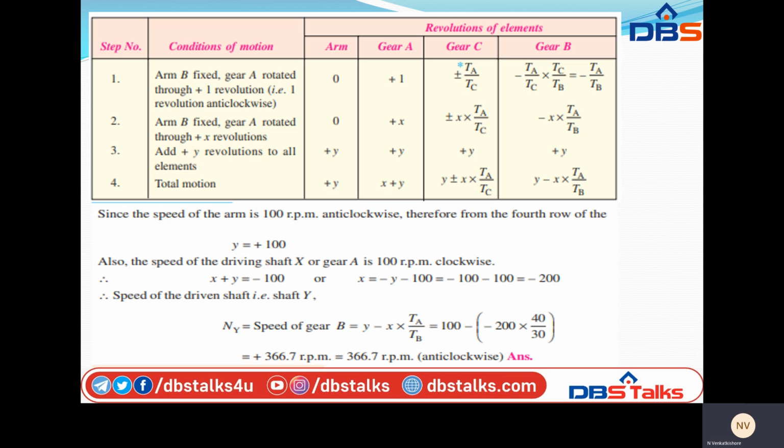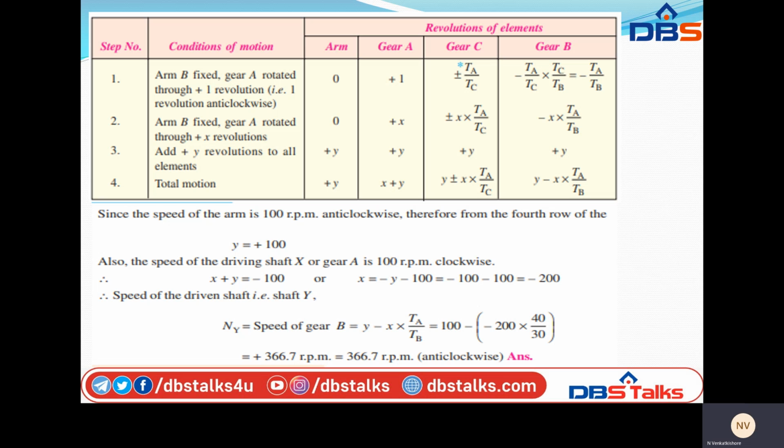Then what is the speed of the arm they have given? The speed of the arm is given as 100 rpm in the anti-clockwise direction. So arm, that is Y, equals plus 100 rpm, since anti-clockwise means plus. Then what about the speed of the gear X? Nx equals 100 rpm, and gear A is also 100 rpm. So X plus Y equals 100, but it is clockwise, so clockwise means minus 100. So X plus Y equals minus 100. So X equals minus Y minus 100, that is minus 200.